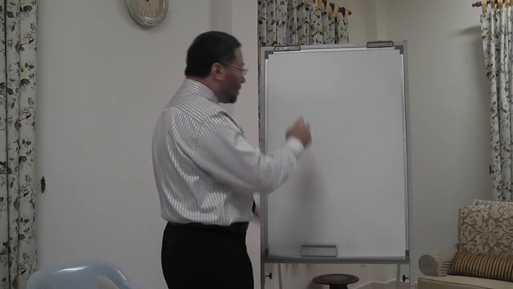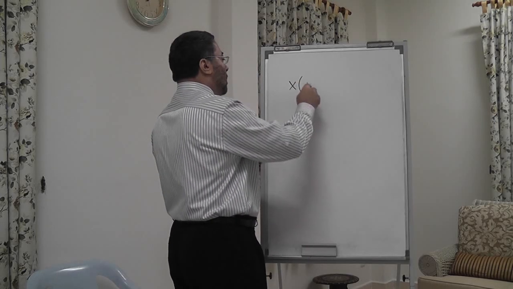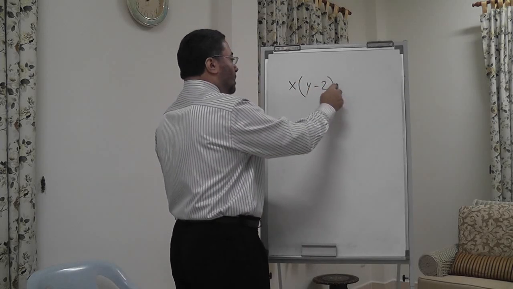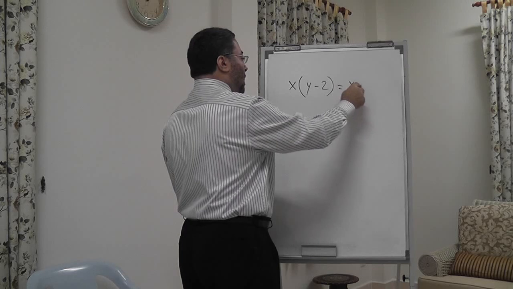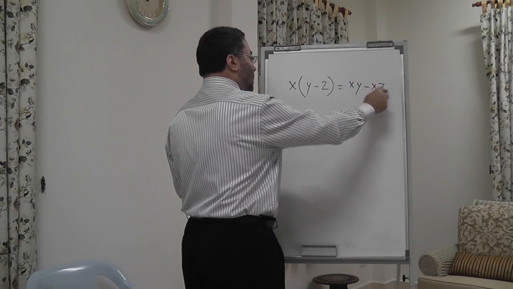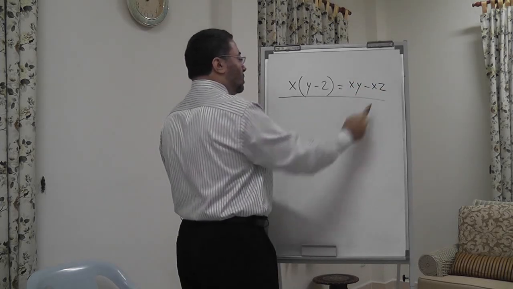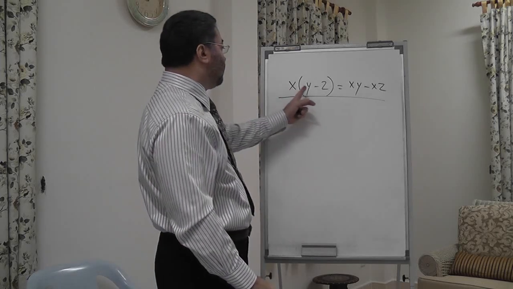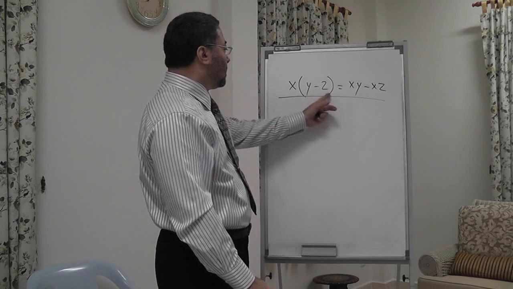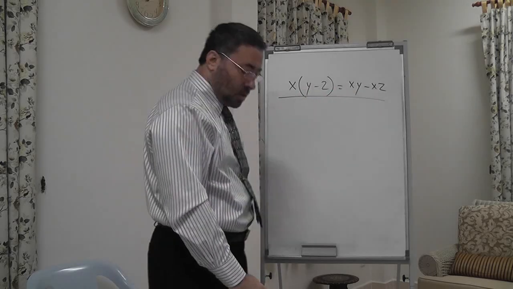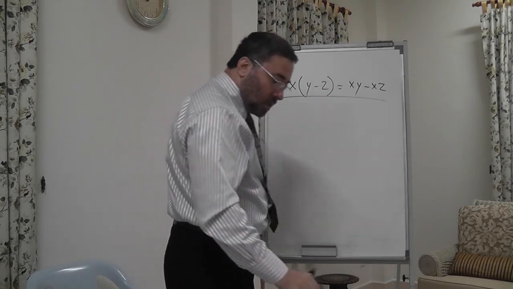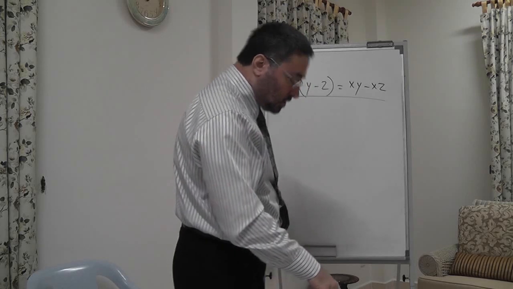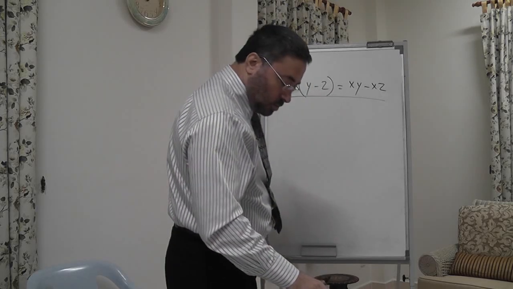Number 38, x into y minus z equals xy minus xz. This statement is true. It's just the definition of the distributive property. You are distributing x over y and z. So this quantity here is equal to these two quantities subtracted from each other. So this is true for all numbers.